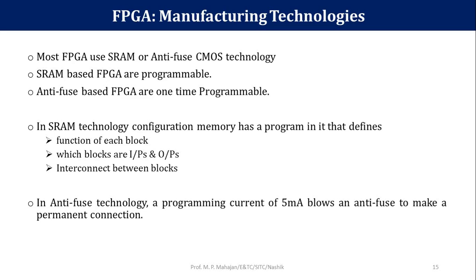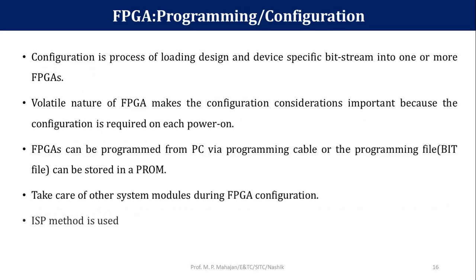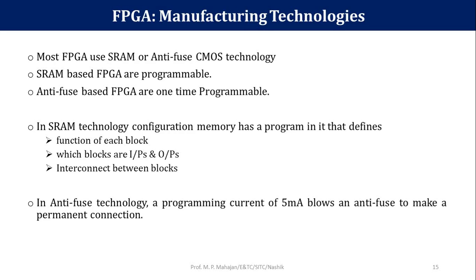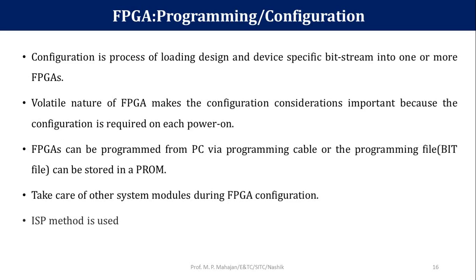But in anti-fuse technology, a programming current of 5 milliampere blows an anti-fuse to make the permanent connections. In simple words, for the two blocks that are to be connected, only the interconnect in between the two blocks is given 5 milliampere current so that the resistance between those two interconnect paths is reduced. Resistance between the two interconnects is reduced and the connection is made as a permanent connection. Hence, this is about the manufacturing technologies. Most probably SRAM and anti-fuse CMOS technology are used.